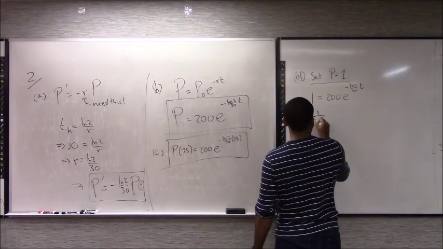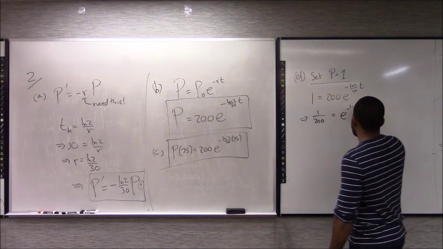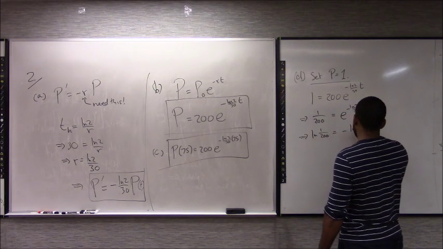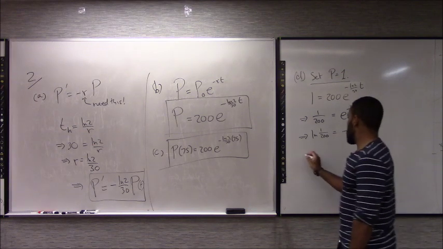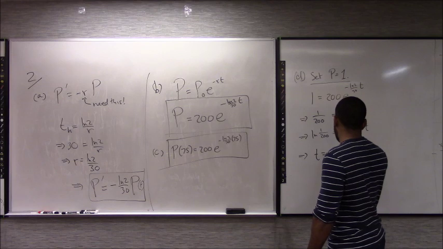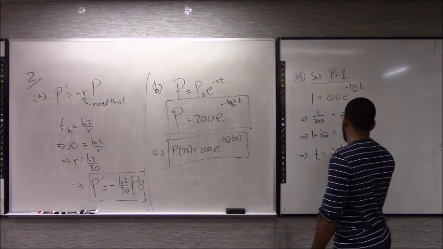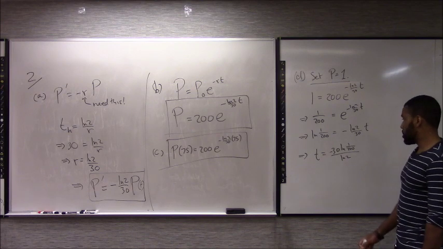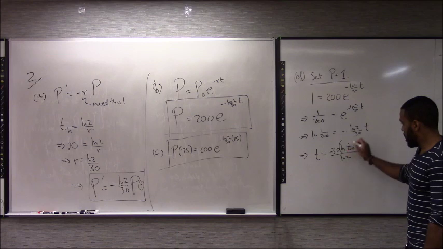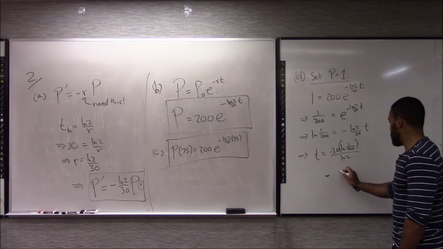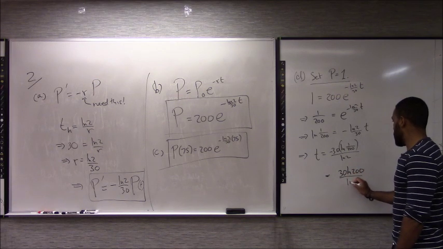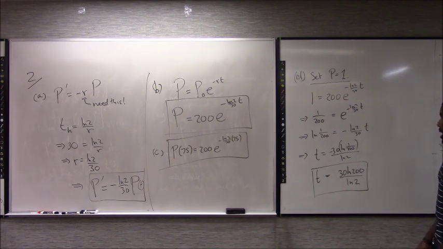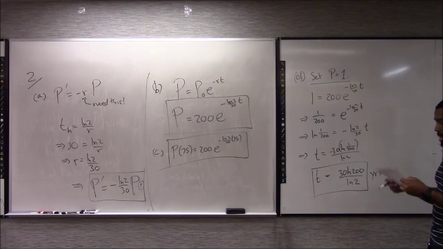So this means we have 1 over 200 equals e to the minus ln 2 over 30 times t. So I can take the log of both sides: ln of 1 over 200 is equal to minus ln 2 over 30 t. And then I can divide. So t is 30 ln of 1 over 200 over ln 2. Now, one thing you should notice, that is a positive number. You should recognize that that makes sense here. ln of 1 over 200 is actually minus ln of 200. So this is going to be 30 ln of 200 divided by ln of 2. And of course, ln of 200 is positive, so is ln of 2. That's how many years it's going to take to actually decay to 1.